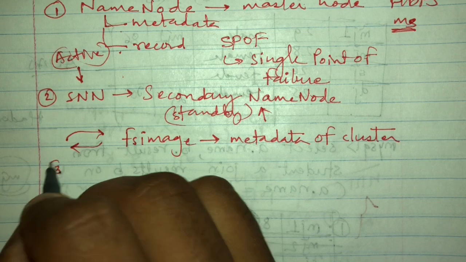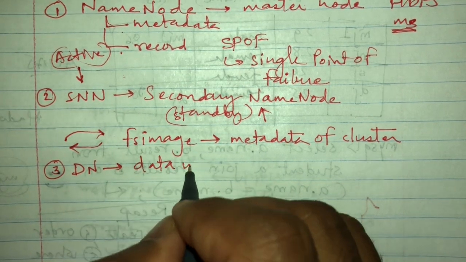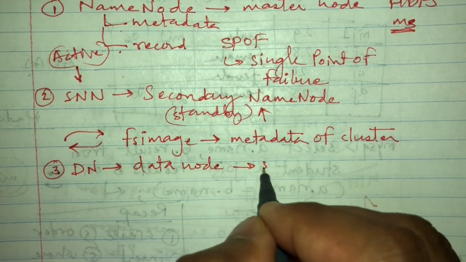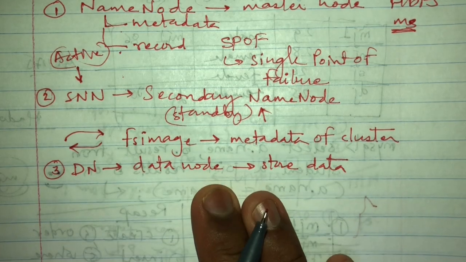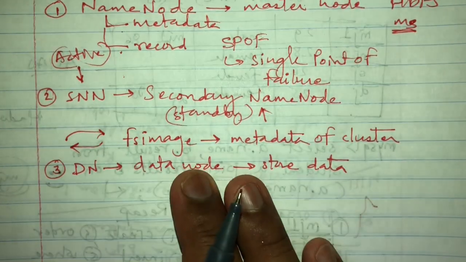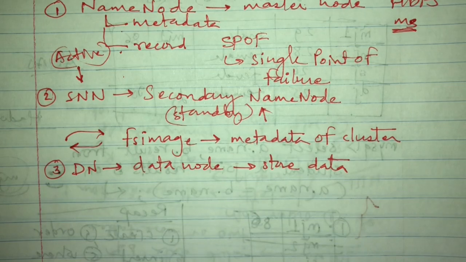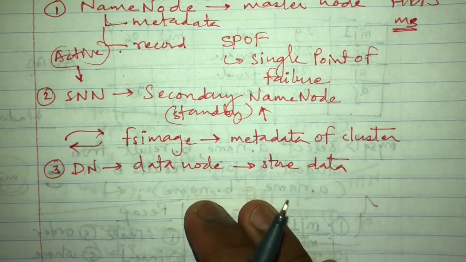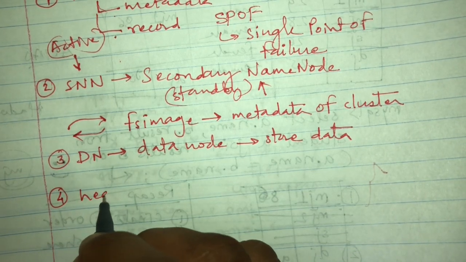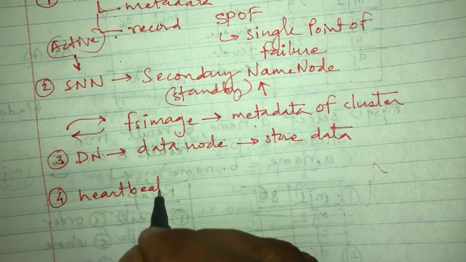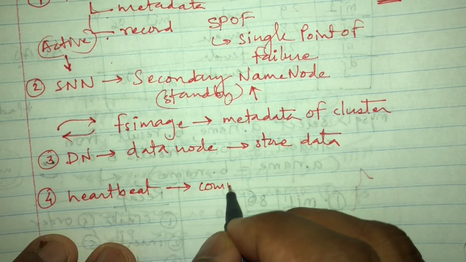That brings us to my third point, which is data node. So data node's only job is to store data. As the name itself indicates, they store data, they help name node update the information of the data, and they help name node communicate all the information that they store. And they share this information with a mechanism called heartbeat. So heartbeat is a communication protocol.